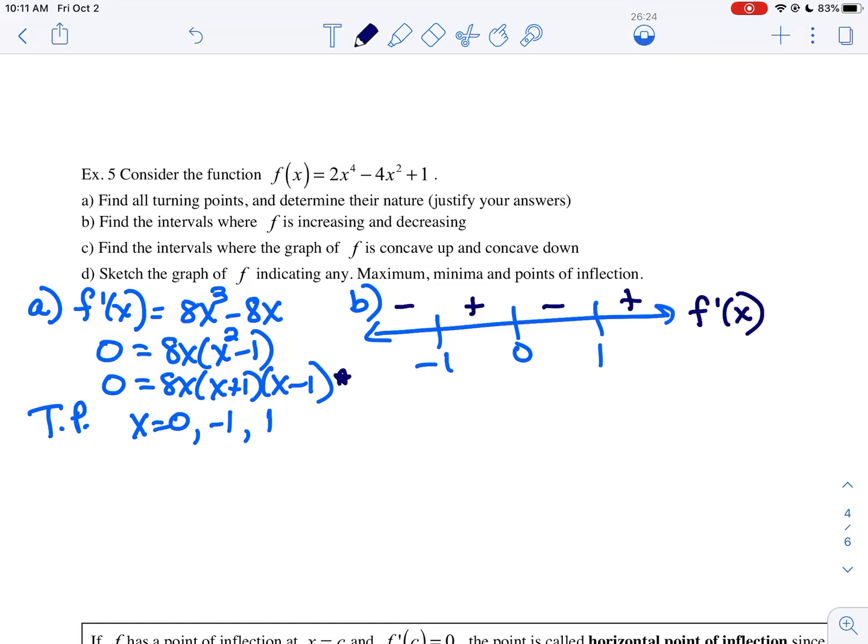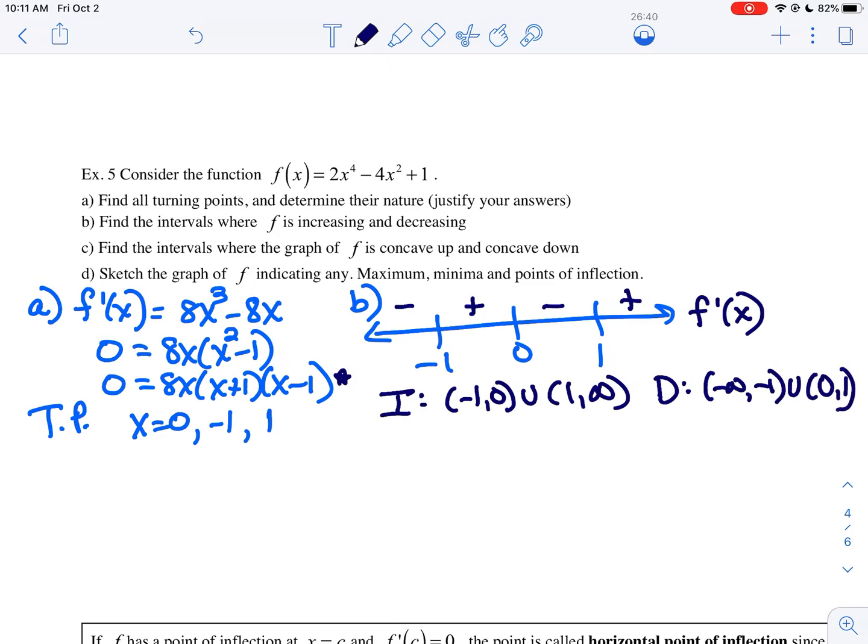All right, so I'm going to do part B and then circle back to finish that one. So f of x is increasing from negative 1 to 0 and 1 to infinity. It's decreasing from negative infinity to negative 1 union 0 to 1.